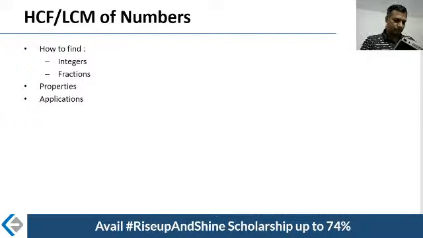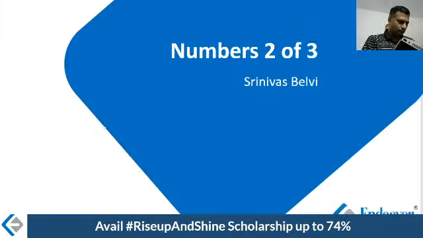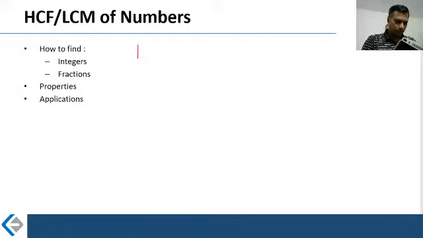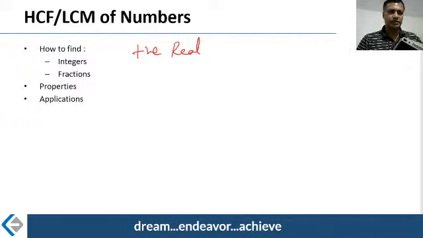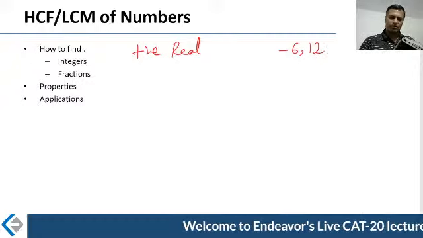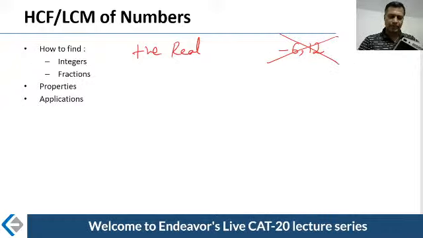LCM and HCF can be found for all positive real numbers, which implies there cannot be an LCM for negative numbers. That's right. So if I say, hey, what is the LCM of minus 6 comma 12? Let's say, it does not exist. What is the HCF of minus 6 comma 12? Doesn't make sense, right? LCM and HCF are designed for all positive real numbers.